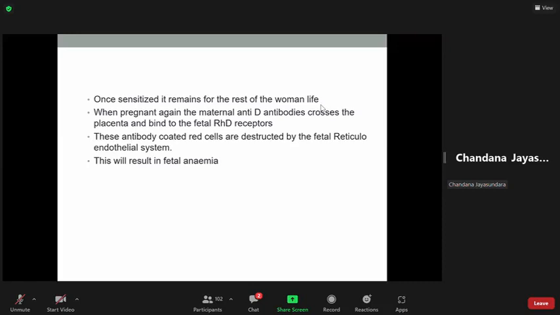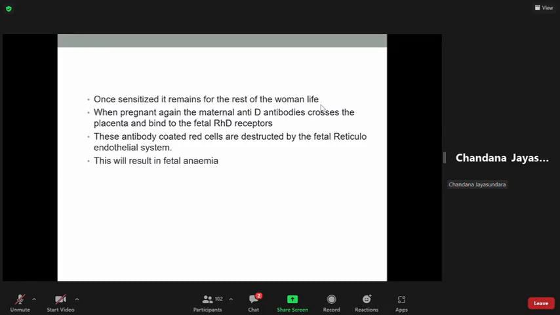So what happens in pregnancy? If she's a sensitized woman and gets pregnant again, and that results in a fetal-maternal bleed and mixing of Rh positive blood with Rh negative blood, there's a rapid response, and this rapid response will develop Rh antibodies which are of IgG type, and these Rh antibodies will cross the placenta.